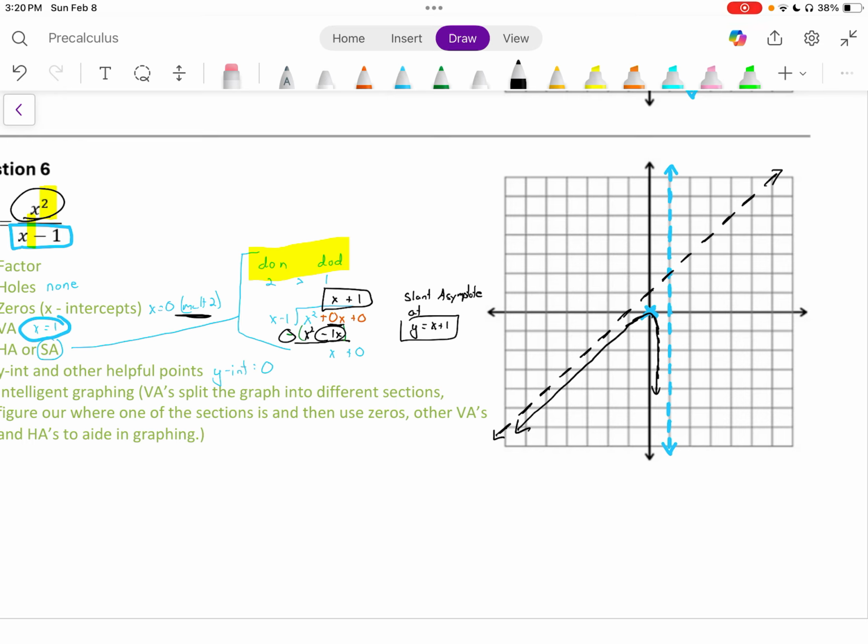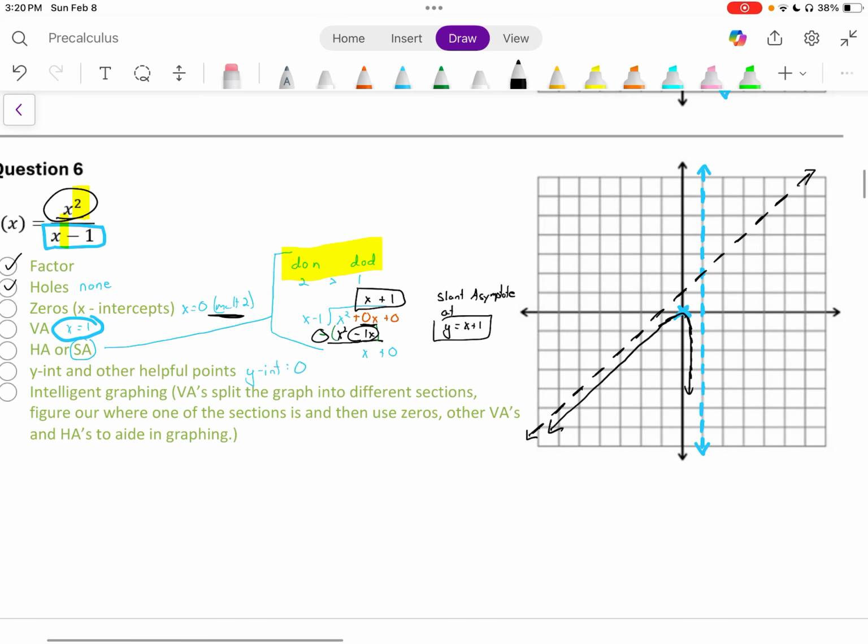And then to the right of the vertical asymptote, this vertical asymptote was at x equals 1. It was just multiplicity 1, and so they need to go in opposite directions. So since to the left it came down, the right needs to go up. And then this has to turn and then follow the slant asymptote. And there is the graph for number 6.